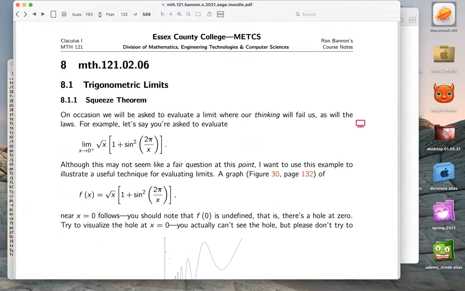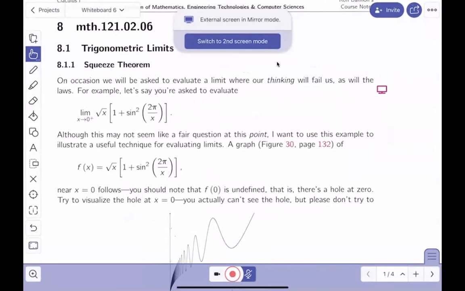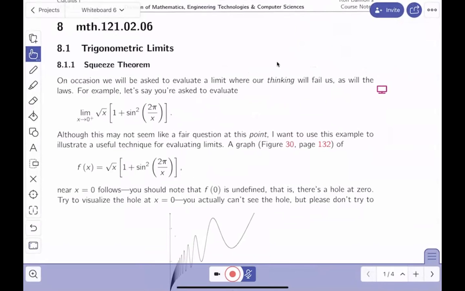So let me do that. I'm going to go to the whiteboard. Okay, so squeeze theorem, and this is trigonometric limits, by the way. It says on occasion we will be asked to evaluate a limit where our thinking will fail us. And here's a case where most people are going to fail miserably in thinking through the problem. All right. So my claim over here is whether it fails or not, we have techniques to do this. And we'll talk about those techniques in a moment.